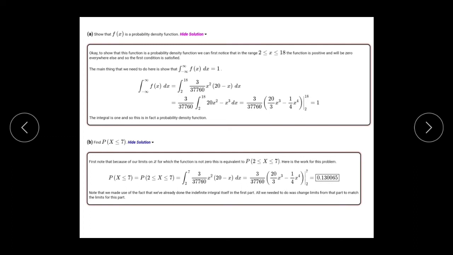So we will have 0.130065. So converting into percent, we will have 13%. Yung chance na yung x is less than or equal to 7.